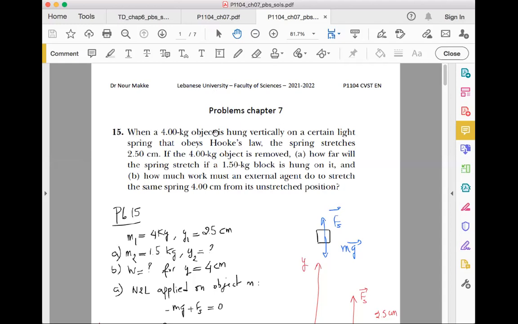When a 4-kilogram object is hung vertically on a certain light spring that obeys Hooke's law, the spring stretches 2.5 centimeters. If the 4-kilogram object is removed, then the first question is, how far would the spring stretch if a 1-kilogram block is hung on it? And in part B, how much work must an external agent do to stretch the same spring 4 centimeters from its unstretched position?